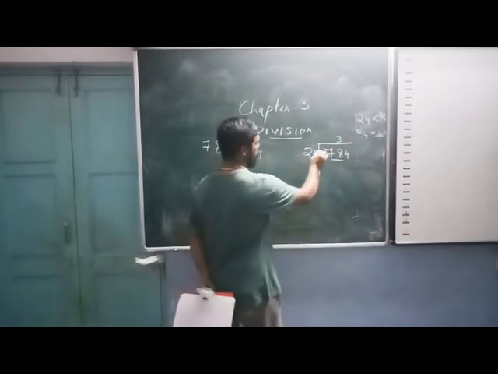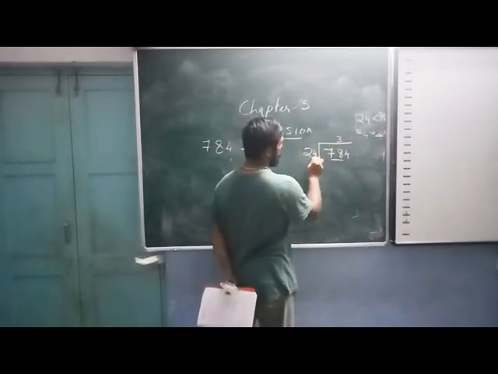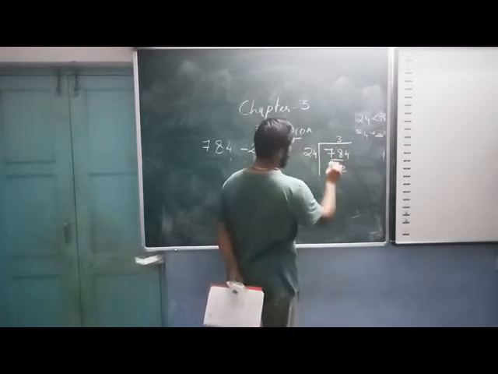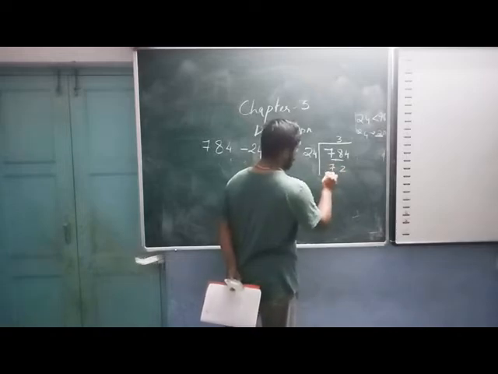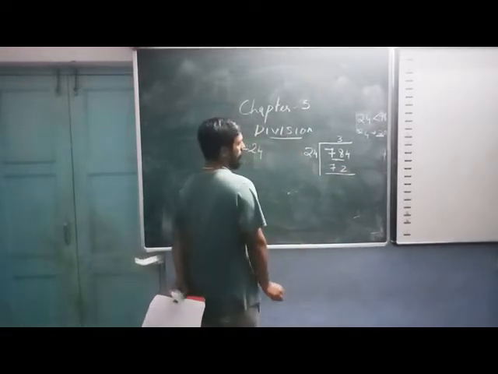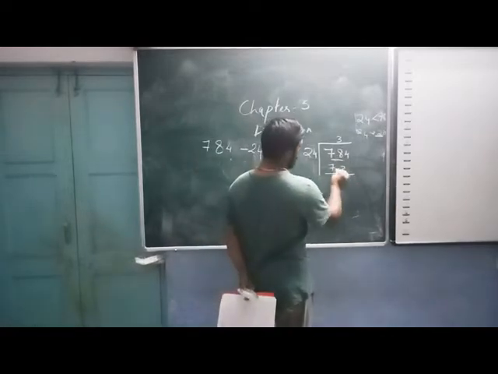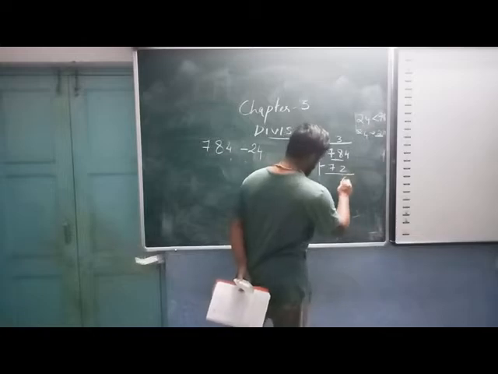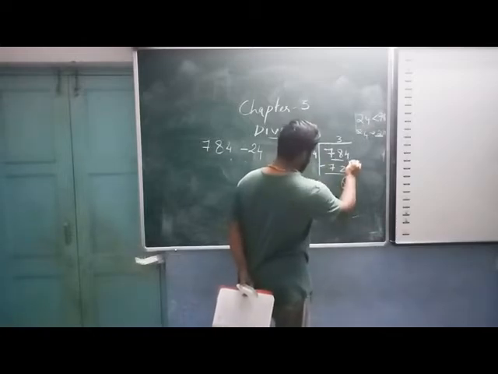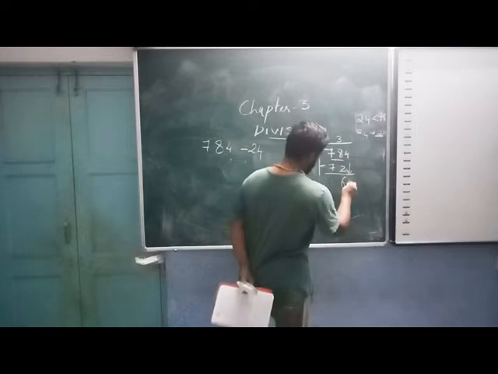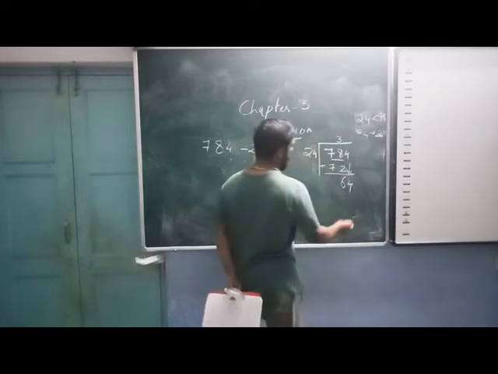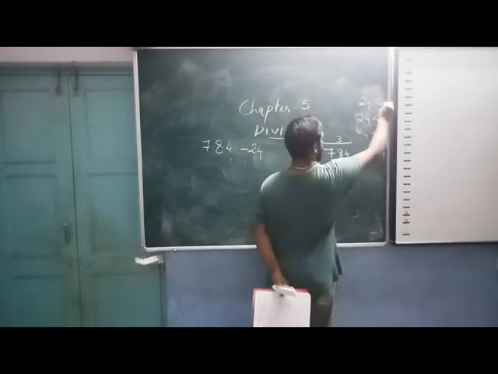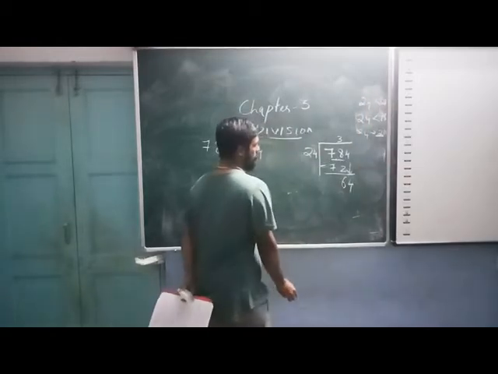Now multiply this number by 3. 4 3s are 12, there is 1 carry. 2 3s are 6, 7. So you see, 72 comes. We subtract now. 8 minus 2 is 6. This is 0. Now we bring this number down. So now we got 64. Again, 24 is less than 64, so we can do that again.